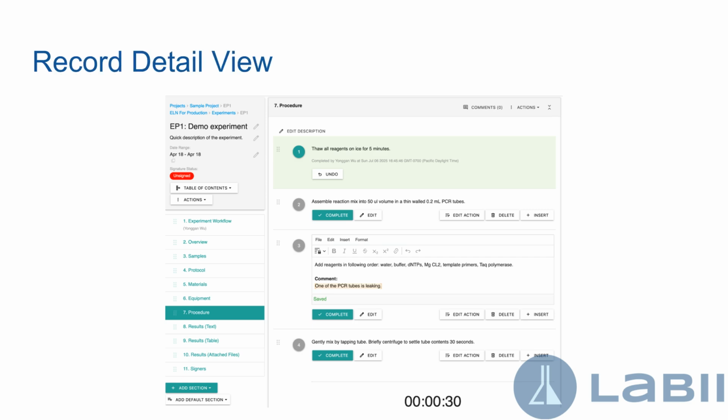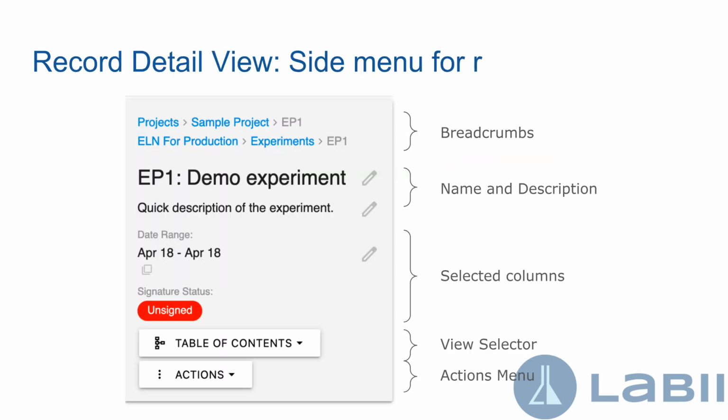In this video series, we'll walk you through the Record Detail View. The Record Detail View displays comprehensive information about a specific record. Depending on your research needs, it includes multiple subviews designed to present different types of data in a structured and meaningful way. At the top of the side menu in the Record Detail View, you'll find key details about the current record, organized from top to bottom.